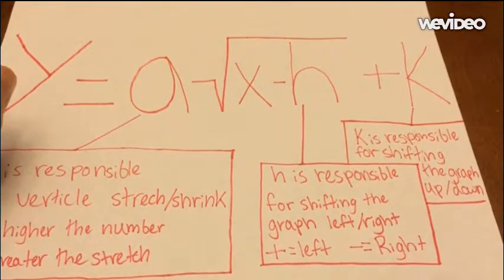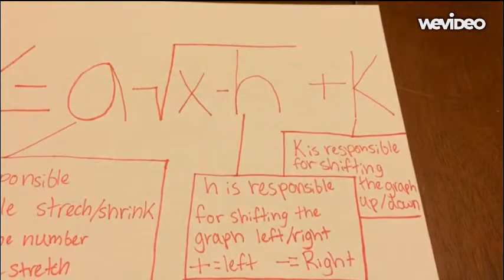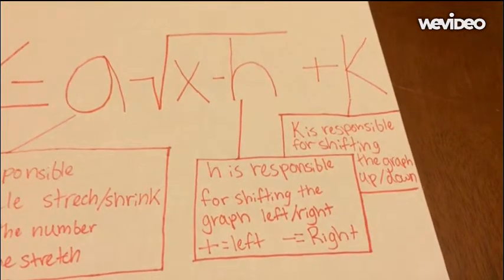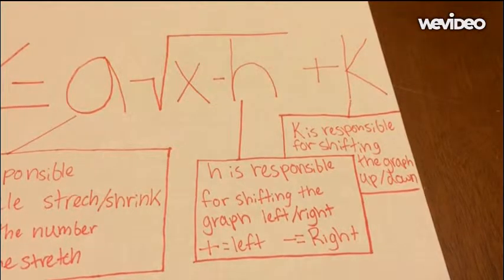H is responsible for shifting the graph left or right. This one's kind of counterintuitive. If h is a positive number, it's going to go to the left, and if h is a negative number, it will go to the right. And then lastly, we have k, which is responsible for shifting the graph up or down. This is basically just your starting point. If k is 1, then the starting y value will be 1.